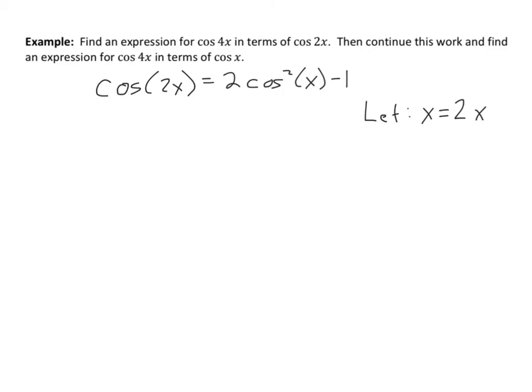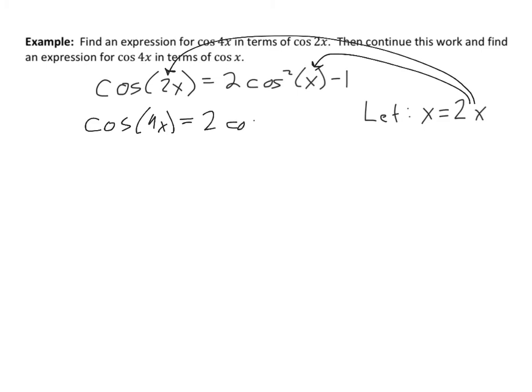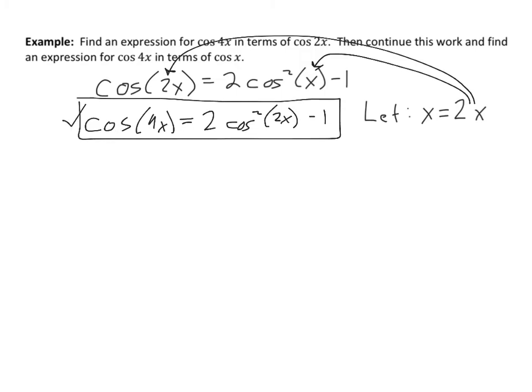It's a little bit complicated that I'm using the same variable there. Don't get bogged down in it too much. If you're really bothered about it, just write an a here and write an a here, use some different variable instead of x, and then you can let a equal 2x. At any rate, when I take this 2x and plug it into both of these x's, I'm going to get cosine of 4x equals 2 cosine squared 2x minus 1. The problem said, find an expression for cosine 4x in terms of cosine 2x, and I did it. This is the answer to the first part of the problem.